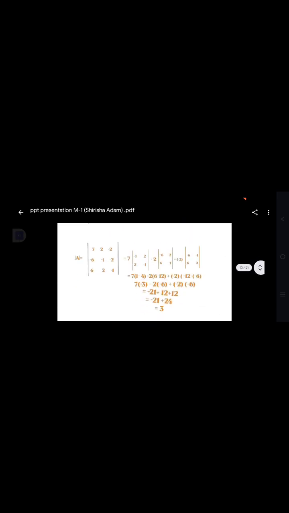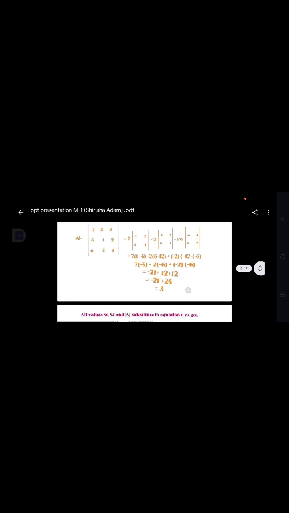Eliminate the ith row and the jth column of the 7th element. The remaining matrix, write as it is. We get the minor of 7, same as for the minor of minus 1. On solving, determinant A is 3.